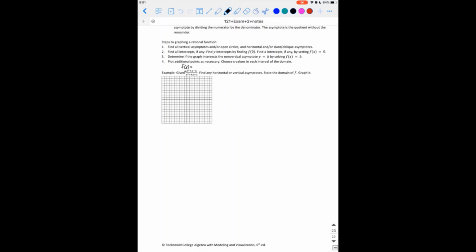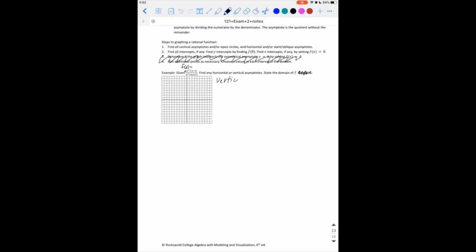And it says find any horizontal or vertical asymptotes, state the domain of f, and we're not going to graph it in the interest of time. So for this course anyway, we're only interested in steps 1 and 2, and we'll use Desmos to help us graph it. But steps 3 and 4, we'll leave for pre-cal here. All right, step 1, find all the vertical asymptotes.